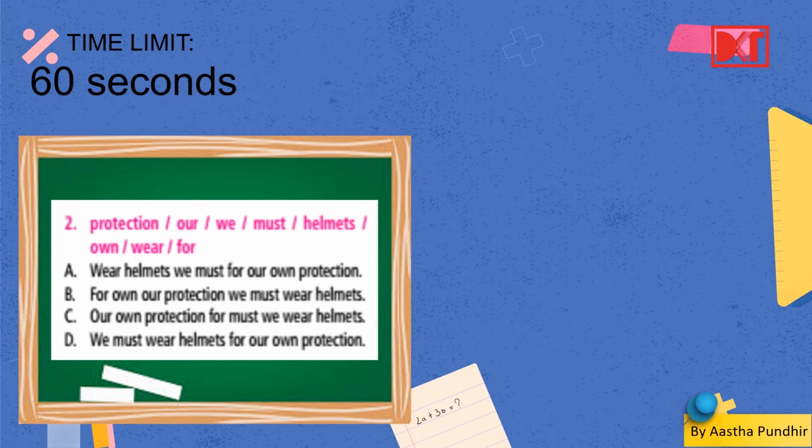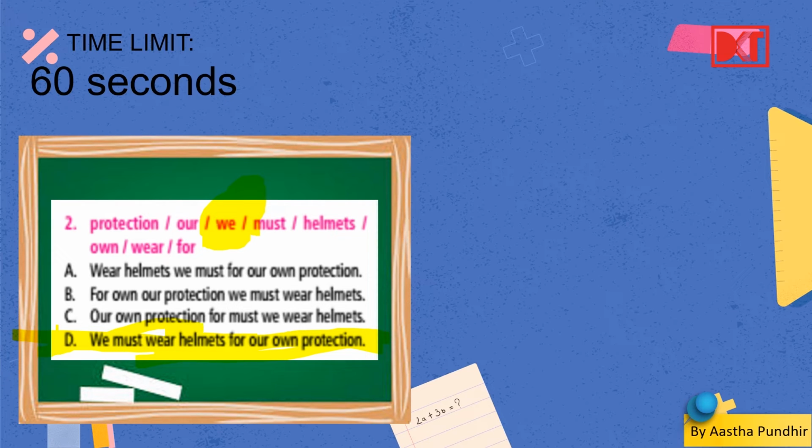Okay, here we have protection, are, we, must, helmets, own, wear, for. Here, can you figure out a subject? It is we. We is a personal pronoun which usually acts like the doer of the action, as the subject in the sentence. So let's stay with we. Here we have wear helmets for our own. Here D: We must wear helmets for our own protection. Pretty easy. This seems the correct one. You can just quickly go through the other ones and see if they make sense to you.